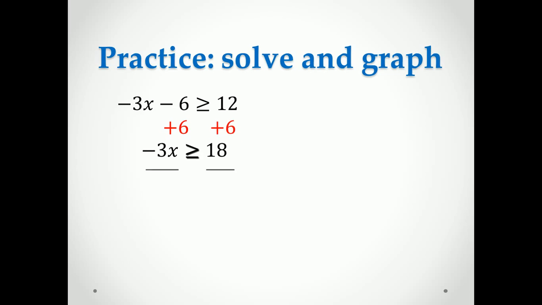Now, remember the one exception with solving inequalities as opposed to solving equations. Whenever you find that you have to divide or multiply by a negative value, then we will change or reverse the inequality symbol. So notice it was greater than or equal before. Because we divided by a negative 3, it means we have to change the direction. So now it will be less than or equal to. So x is going to be less than or equal to negative 6.